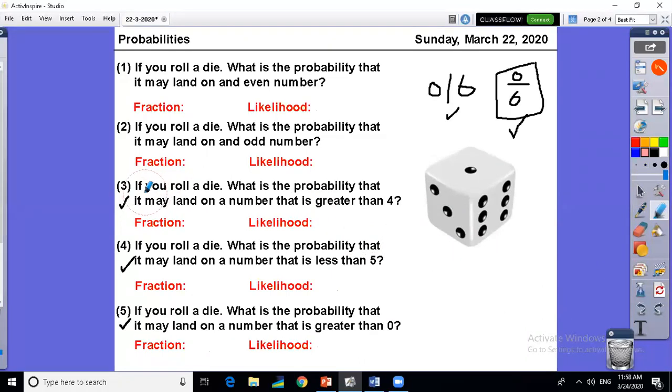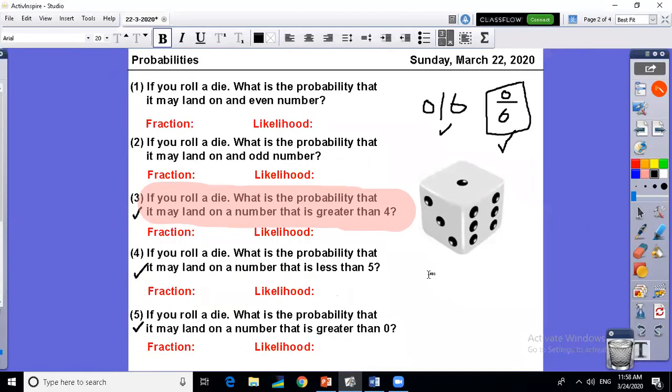All right, so here, let's highlight the question. It says, if you roll a die, what is the probability that it may land on a number that is greater than 4? Well, if I roll a die, I'm going to have either 1, 2, 3, 4, 5, or 6. But what's the probability of getting a number that is greater than 4 on a die? How many numbers are over there that are greater than 4? All right, greater than 4. It is only 5 and 6. So there are only two numbers that are greater than 4.